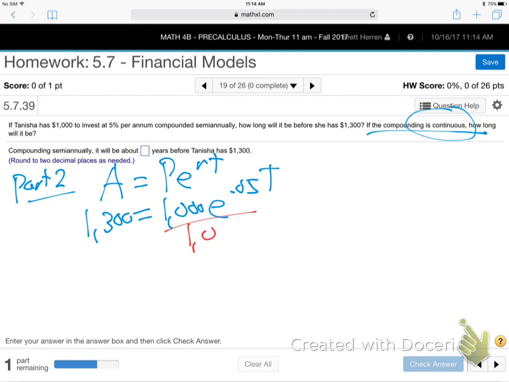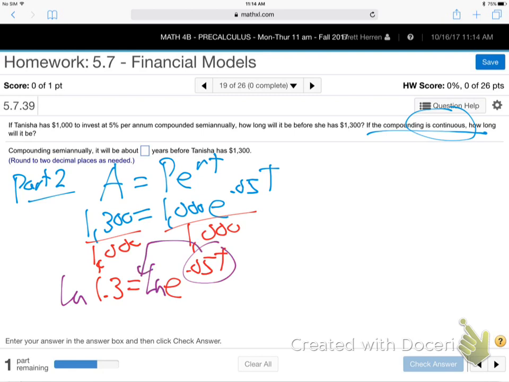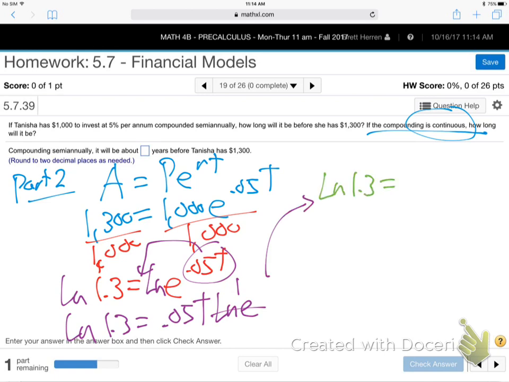I'm just going to do it quick. Divide by the 1,000, get the base alone. That's 1.3, not 13. You know the deal, letter in power. So ln both sides. The power is dethroned. ln 1.3 is 0.05t ln e. ln e is just 1, huh? This is even easier. The PERT form is even easier, isn't it? So ln 1.3 is 0.05t. Last step, divide by the 0.05.